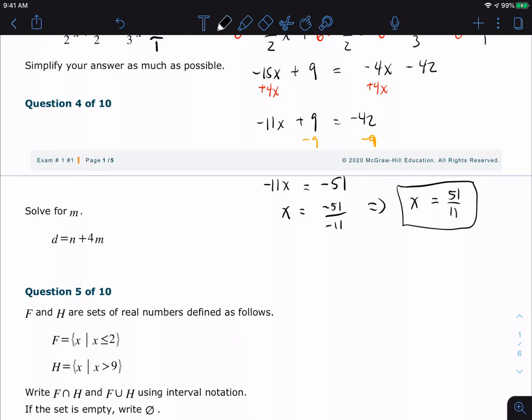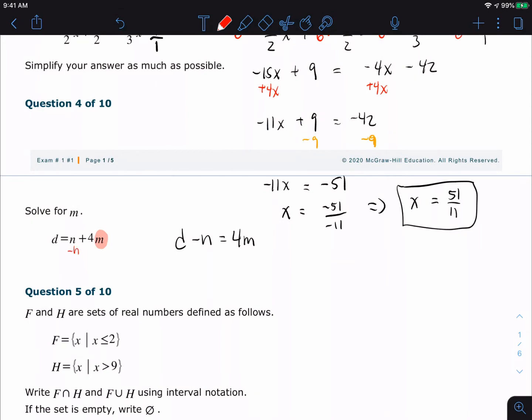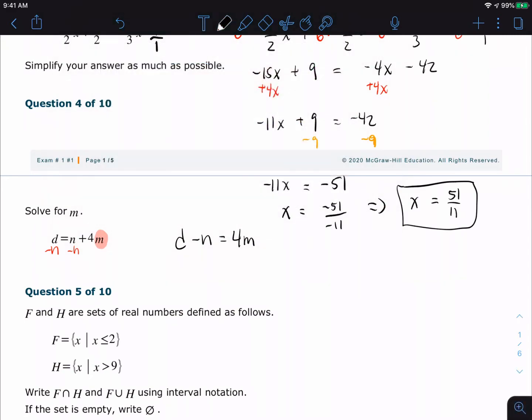So what I want to do, I want to get m, right? This is what I'm going after. So the very first thing is I want to get rid of the n first. So to get rid of the n, I have to subtract it from both sides, correct? So I'm going to end up with this. Does that make sense? So I subtracted n from here, so I had to subtract n from here to get that step that I just got.